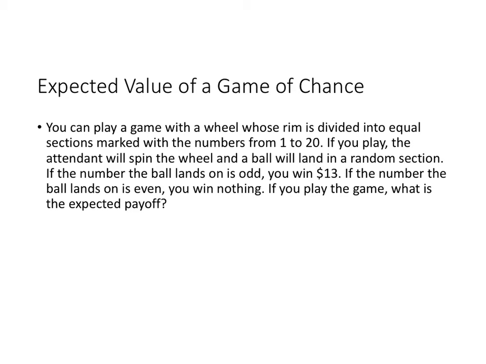And then the expected value of the game of chance. This is standard DD8. Says you can play a game with a wheel whose rim is divided into equal sections marked with the numbers from 1 to 20. If you play, the attendant will spin the wheel and a ball will land in a random section. If the number the ball lands on is odd, you win $13. If the number the ball lands on is even, you win nothing. If you play the game, what is the expected payoff?